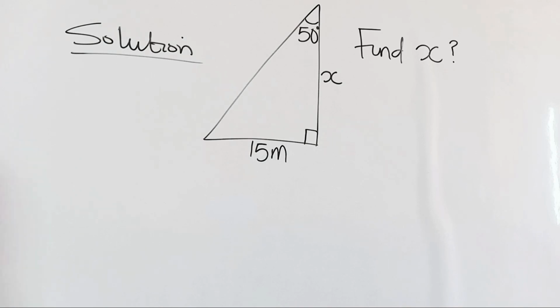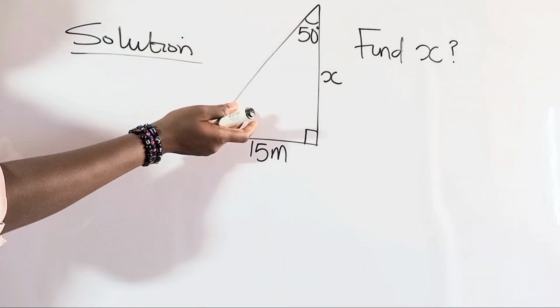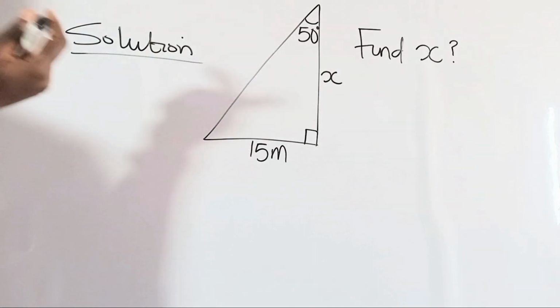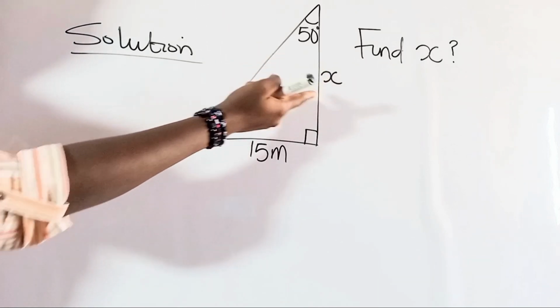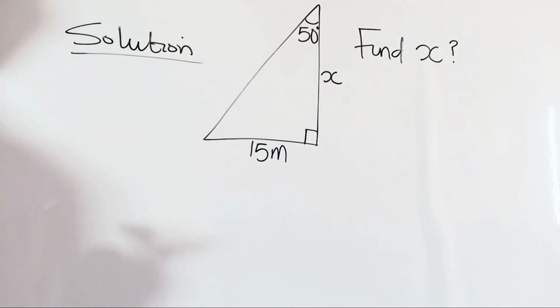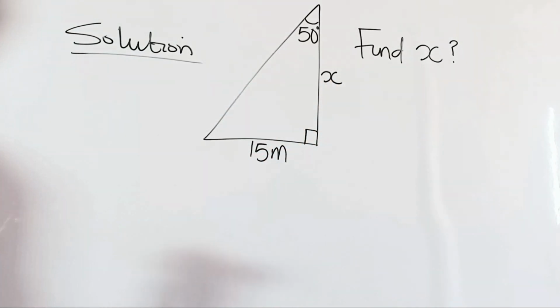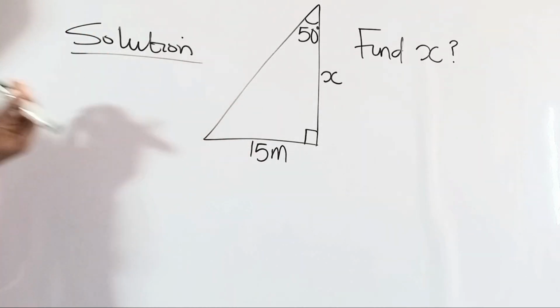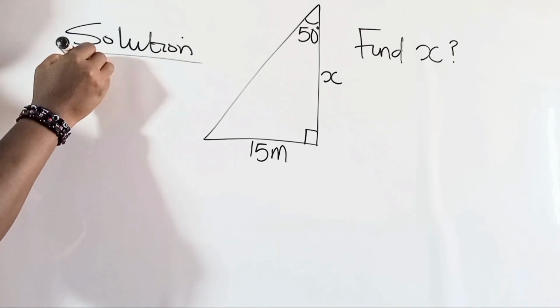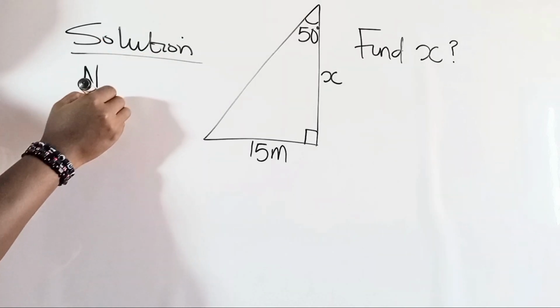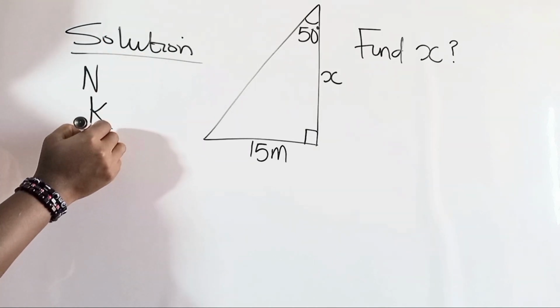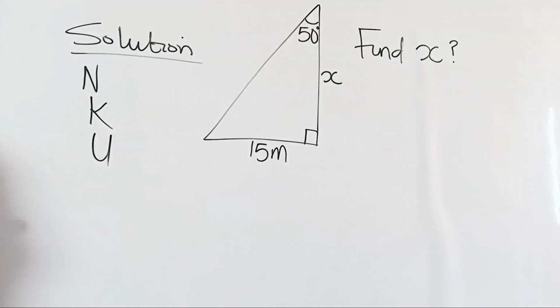Hello and welcome. We have a right triangle here with an unknown length x, and we have to find that unknown length. To find this missing length, we are going to use one of the trigonometric ratios. But before we decide which of the ratios to use, let us take note of what we need to find, what we know, and the ratio we are going to use.